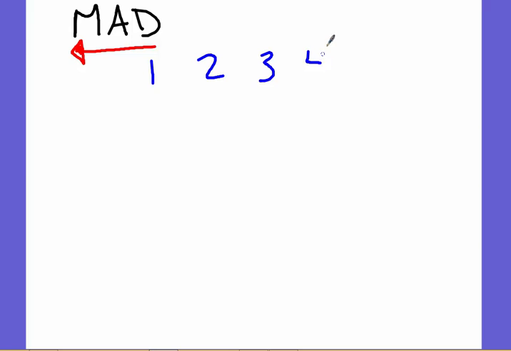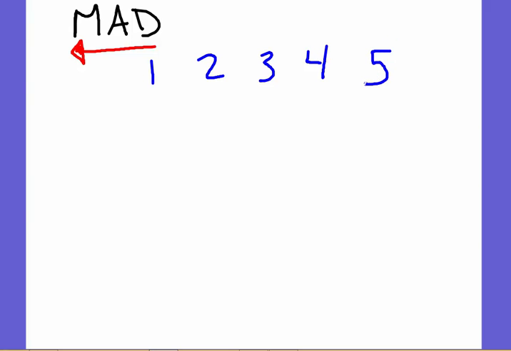Tomorrow's test will be on the MAD. Remember, MAD stands for mean absolute deviation, and we start backwards. We'll start with deviations, and we go backwards all the way to finding the mean. Alright, so let's start with this part. I'm just going to give us numbers: 1, 2, 3, 4, and 5.